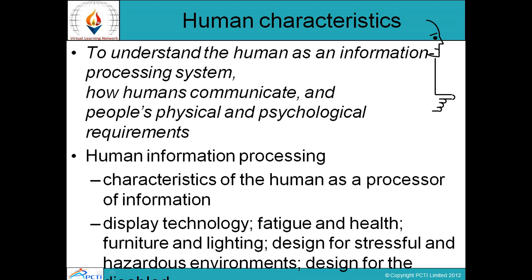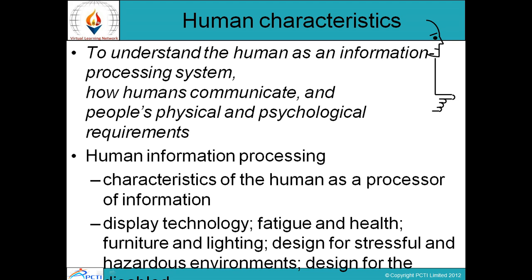To understand the human as an information processing system, how humans communicate, we have to focus on people's physical and psychological requirements. Means, while designing or while thinking over the human being, we have to follow this. But what is the level of understanding of that particular human being? So that how he will process the thing, how he will communicate the thing, what are the physical and psychological needs of that particular human.